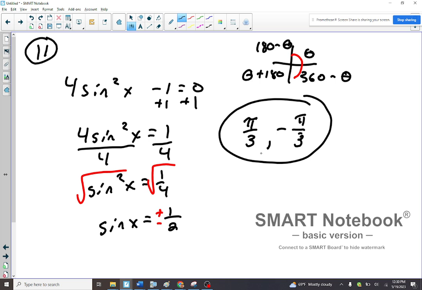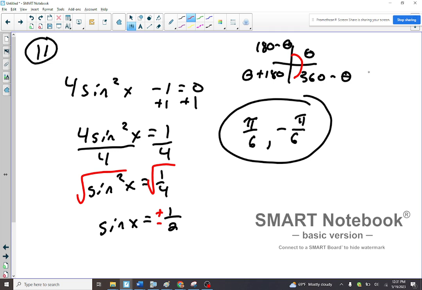Would it be 360 minus? Wait, why is it not pi over 6? No, because remember, the answer is 30 degrees. Oh yeah, you're right, it's pi over 6. 360 minus 30, 330. If it was 60, then it would be pi over 3. You're letting Ali confuse you.